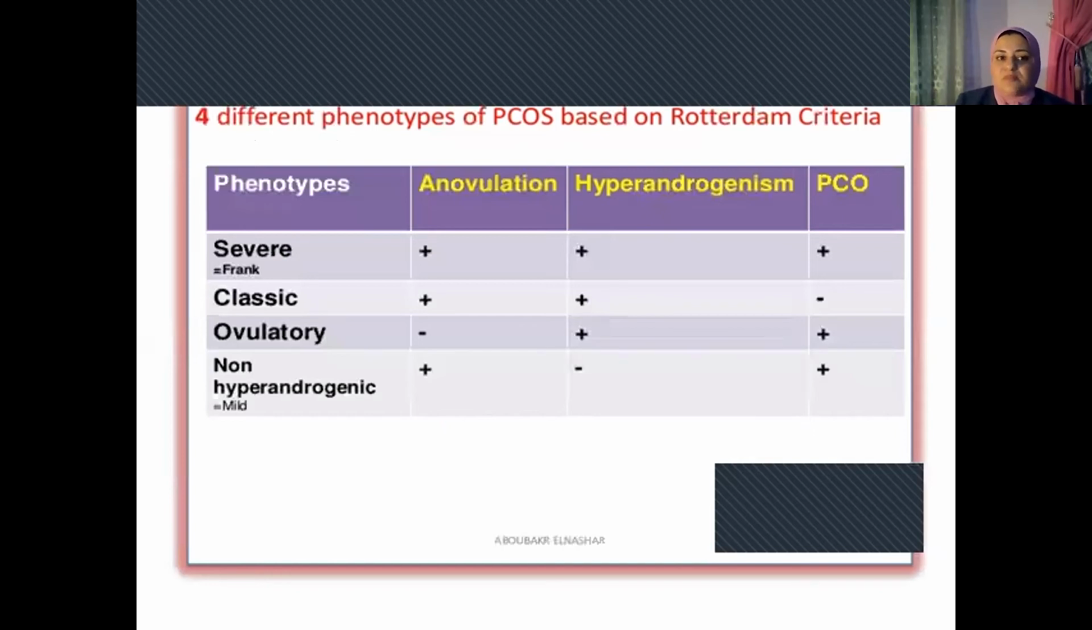There are 4 different phenotypes of PCOS based on the Rotterdam criteria. The severe or frank type has anovulation, hyperandrogenism, and PCO. The classic has anovulation and hyperandrogenism only, with no polycystic ovaries on ultrasound. The ovulatory type has ovulation, but the patient suffers from hyperandrogenism and PCO. The non-hyperandrogenic type is the mild type, showing anovulation and PCO only, with no hyperandrogenism.